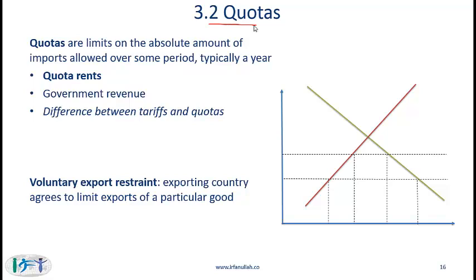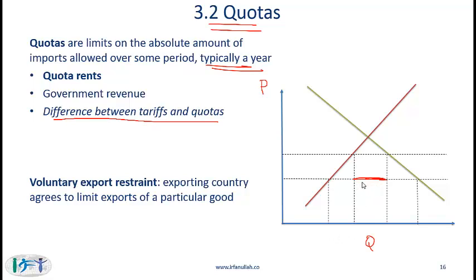Next we come to quotas. Quotas are limits on the absolute amount of imports allowed over some period, and typically that period is a year. From a testability perspective, it is important to understand the difference between tariffs and quotas. And notice that I have reproduced the same picture that we had on the previous slides related to tariffs. Let's say that the government imposes a quota equal to this amount.